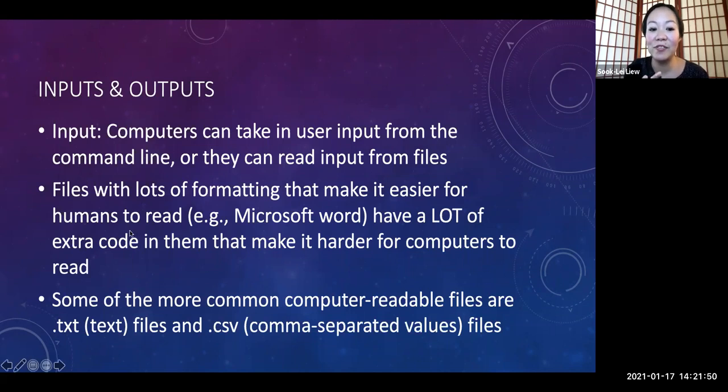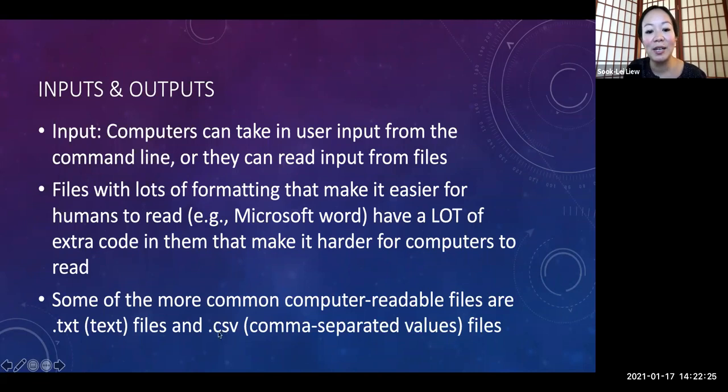And in order for those files to be human readable for us and so easy for us to look at, they have a ton of extra code embedded in them that makes it a lot harder and more complicated for computers to read. On the other hand, there are file types that are really stripped down that we don't use that often when we're sending things to other humans, because they're not as easy to format or read. These are things like .txt files, which are text files, and .csv files, which are comma-separated value files.